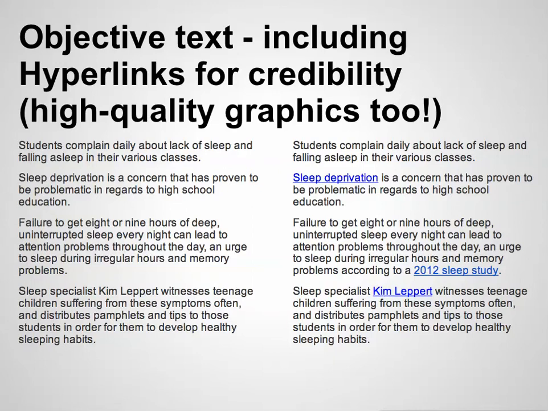We can argue in another video about journalistic objectivity, but one way to be objective that I think a lot of people don't think about is including hyperlinks. When your students cite sources outside of their own reporting, their own interviews, when they look at data from websites or reports, they should link to that data. And that actually increases the credibility of their article.